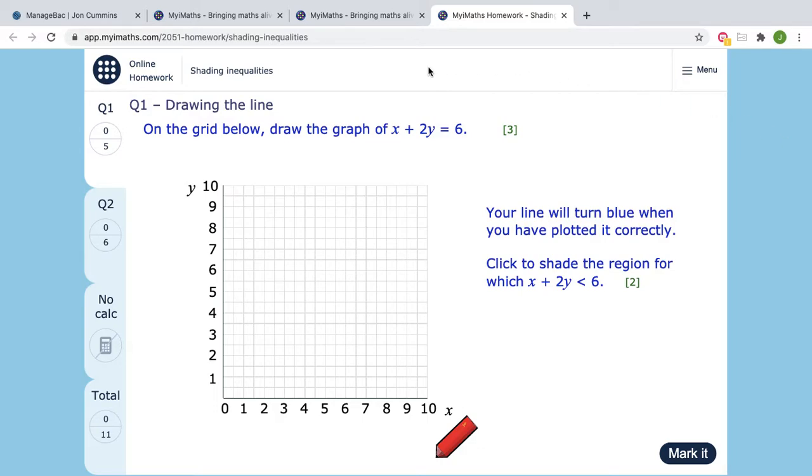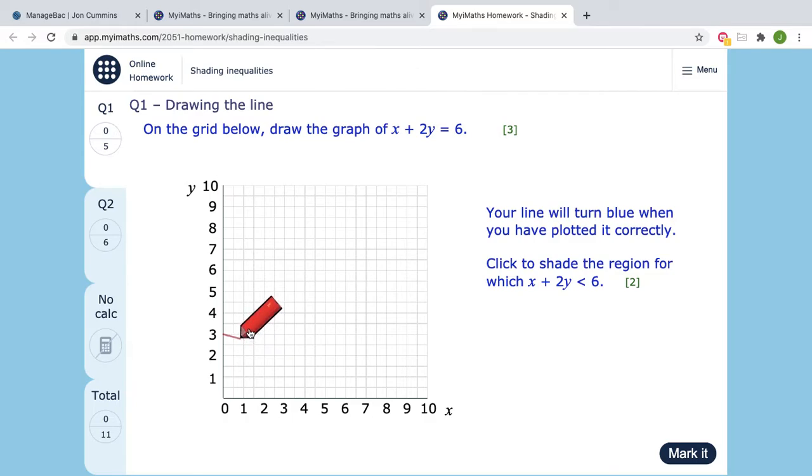So going straight into the iMaths exercise, question 1: on the grid below, draw the graph of x plus 2y equals 6. Now one way I could approach this is to rearrange it as y equals something x plus something else. So rearranging that, 2y equals minus x plus 6, and y equals minus a half x plus 3. So that would be a line that cuts at 3 and has a gradient of minus a half.